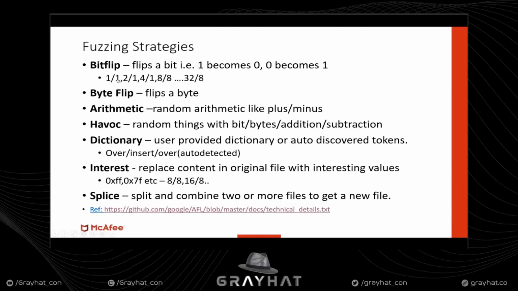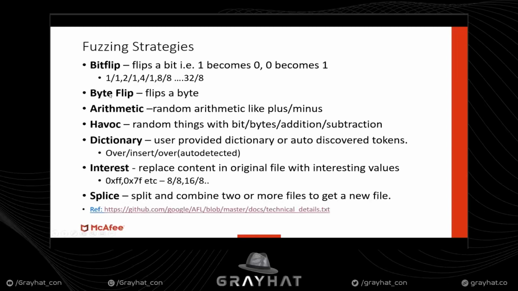What it means is that it will flip 1 bit at a distance of 1, or flip 2 bits at a distance of 1, or flip 8 bits at a distance of 8. So it will flip 8 bits, then move forward 8, and then again flip 8 bits, or it will flip 32 bits, move forward 8 bits, and then again flip 32 bits. This is the convention which AFL uses during the fuzzing process, and you will see the same thing on the AFL status screen.